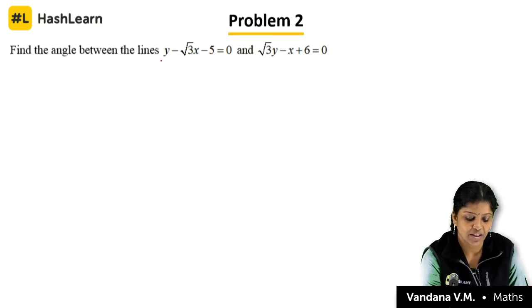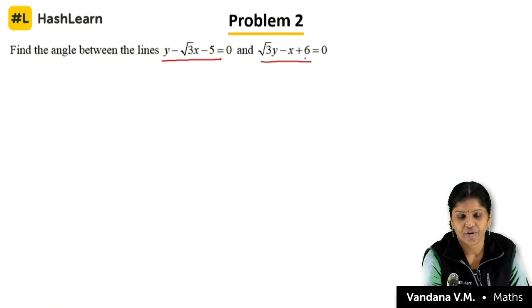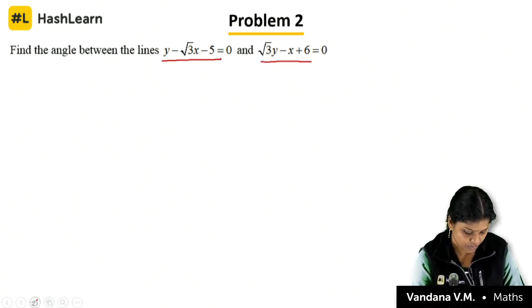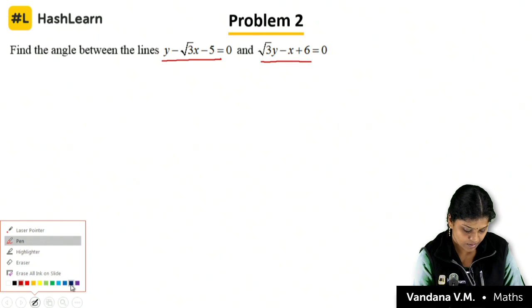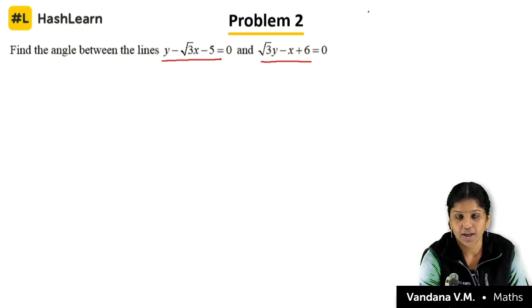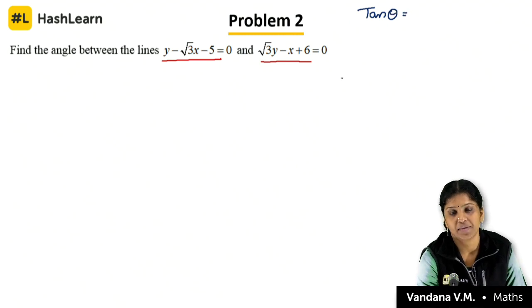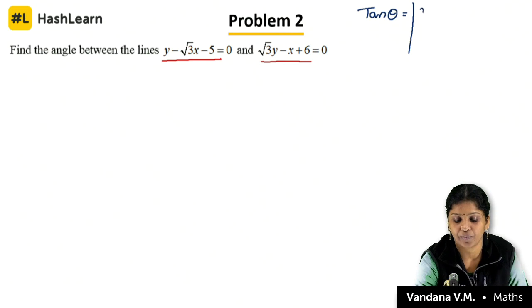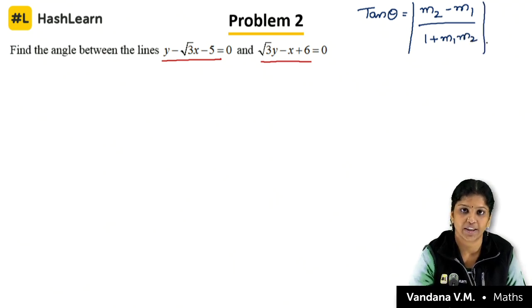Find the angle between the lines. I have to find out the angle between these two. I told you already, what is the formula? To find the angle we have only one formula: tan theta is equal to modulus of (m2 minus m1) by (1 plus m1 m2). It is modulus, please don't forget that modulus.